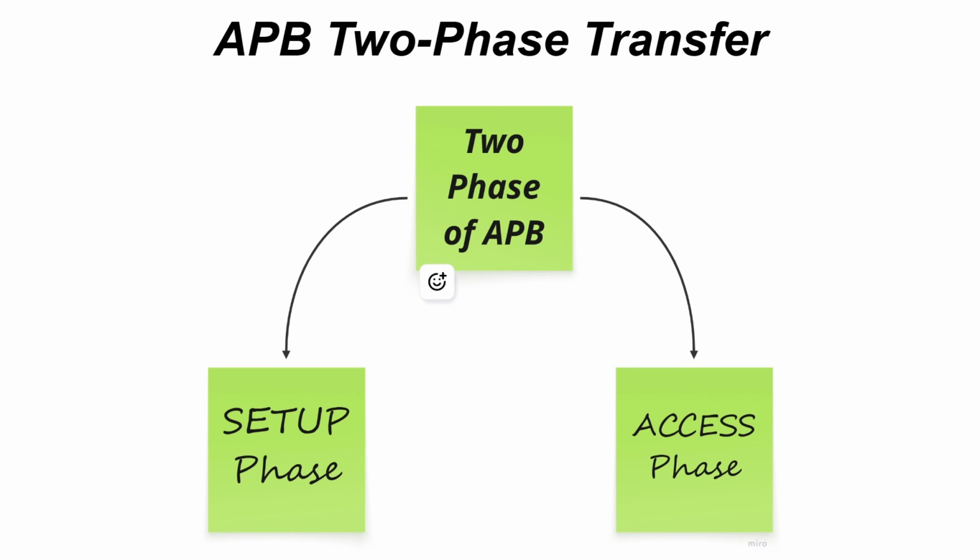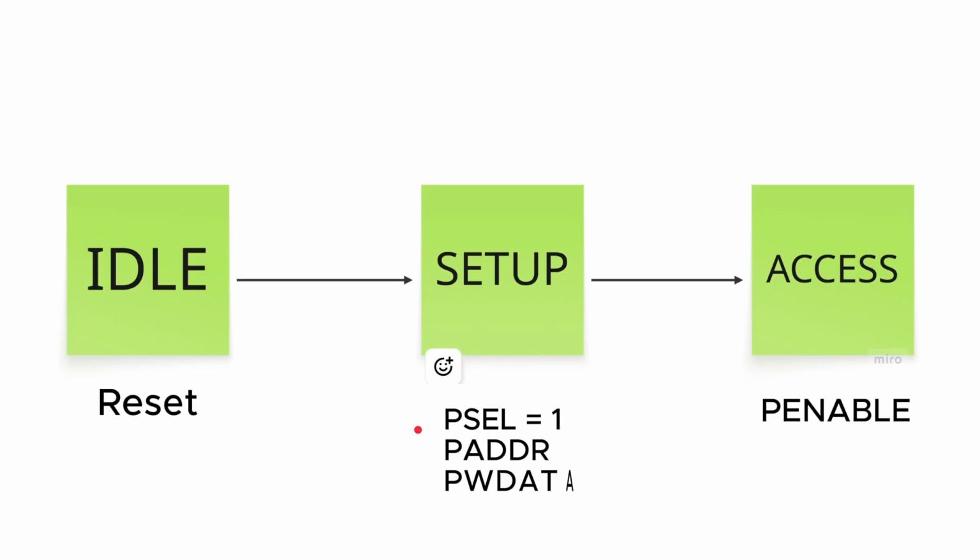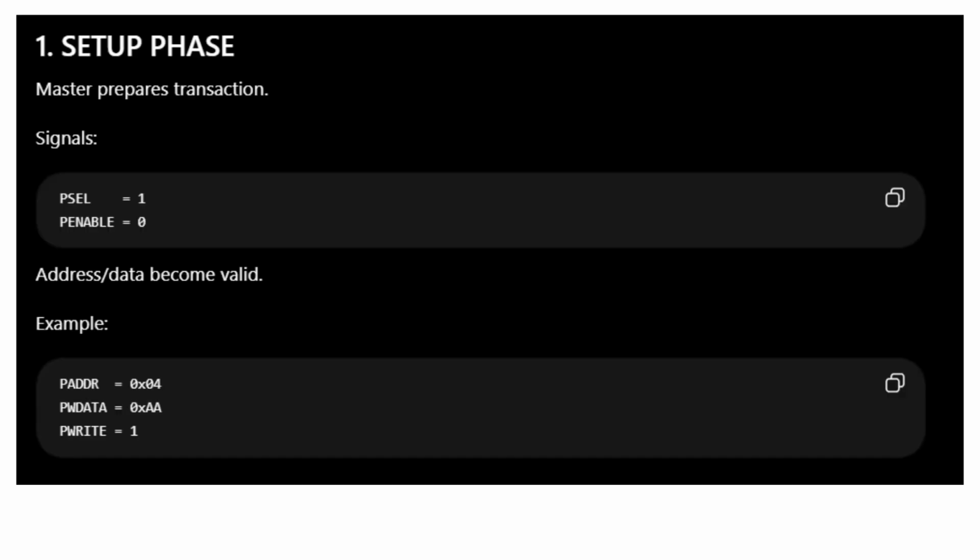This APB protocol will have two phases, setup phase and the access phase. Setup phase will get the peripheral ready for the actual task, and access phase is the phase where the actual task takes place. So this is the state diagram of how things work in the APB protocol. For example, in the idle state, it will be doing nothing, in the setup phase, it will be getting the system ready for it, and in the access phase, the task will actually execute.